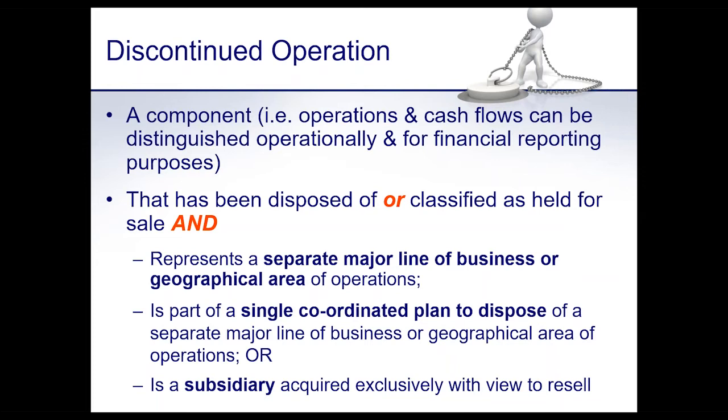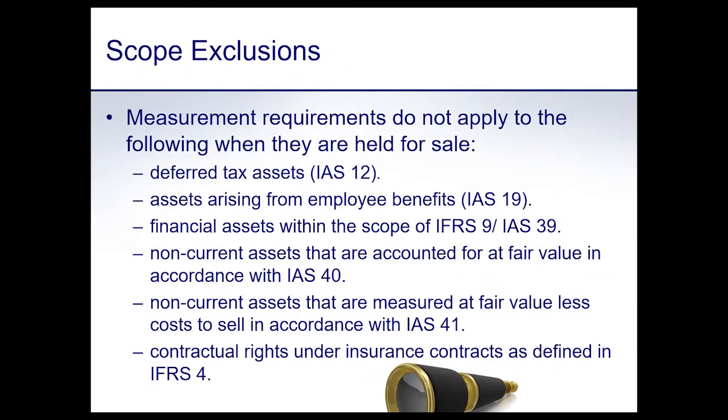There are a few more things that are not within the scope of IFRS 5, which we mentioned early on and said we'll come back to. Now, just to make sure that we're all on the same page on this, the scope exclusions relate to the measurement requirements of IFRS 5. If I've got a non-current asset that I intend on disposing of, the presentation and disclosure requirements will still need to be dealt with in terms of IFRS 5, but the measurement requirements may not.